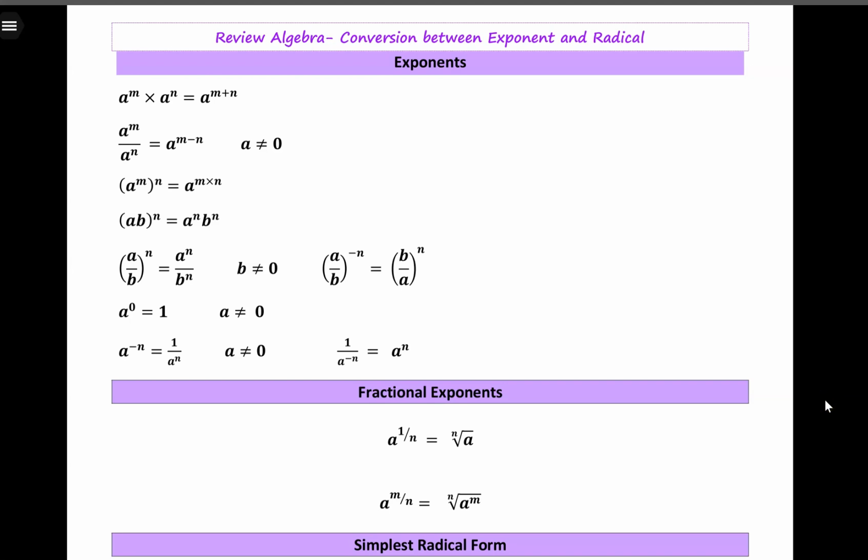Hello everyone. In this lesson, we will review an important concept in algebra, the exponents and the radicals. We also learn how to convert between the two, from exponent to radical, and perhaps from radical to exponent. We also have to review the very basic operations of exponents, which I have listed all here for everyone.